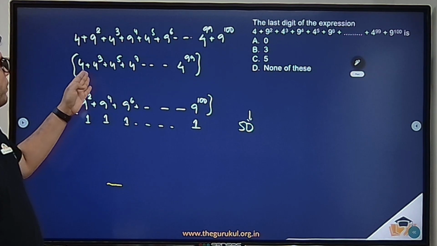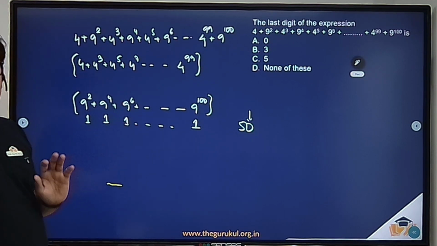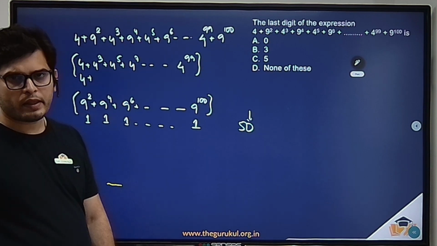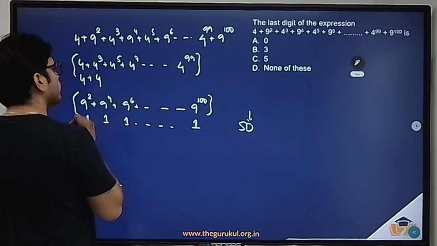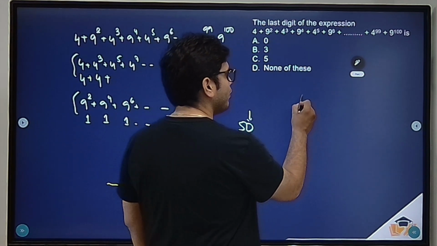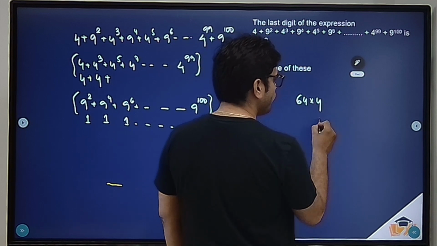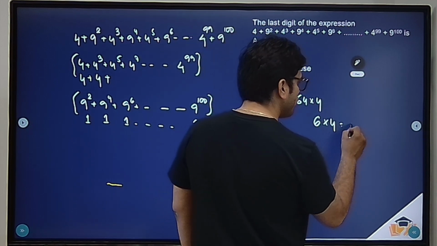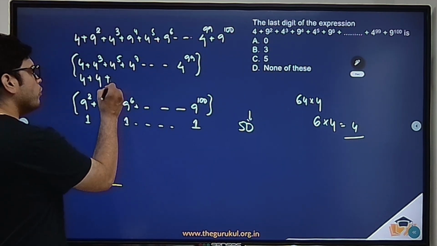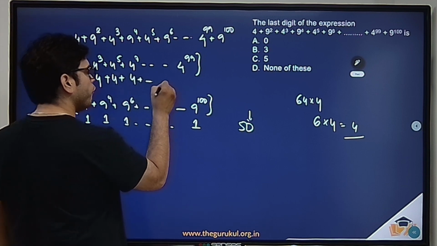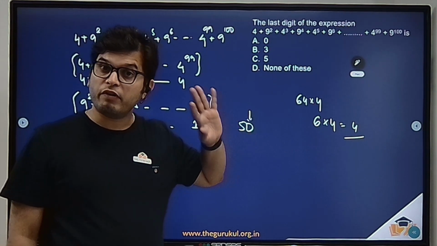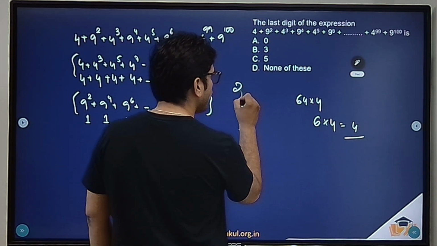Now coming to 4 plus 4 cube plus 4 power 5 plus 4 power 7 so on. What is 4 cube? 64, that also ends with 4. Now 4 power 5: 64 into 4 would end with 6, into 4 would end with 4. If you observe, all the odd powers of 4 will end with 4. So this will also end with 4, this will also end with 4, so on till 4 power 99 will also end with 4. So how many 4s do we have? We have 50 4s. So 50 into 4, 200.